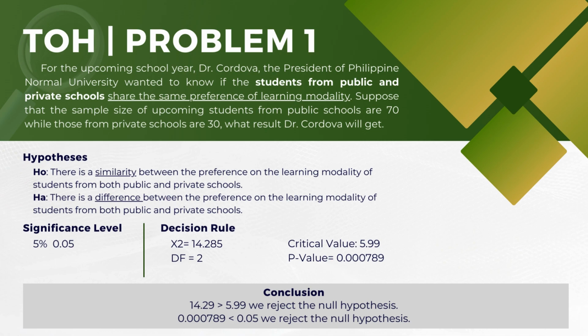Now, for our conclusion, we can say that our chi-square result is greater than the critical value, which means we will reject the null hypothesis. Our p-value on the other side is 0.000789, which is less than 0.05, which means we will reject the null hypothesis. And for that, the alternative statement is the one that we will be accepting, which means that there is a difference between the preference on the learning modality of students from both public and private school.